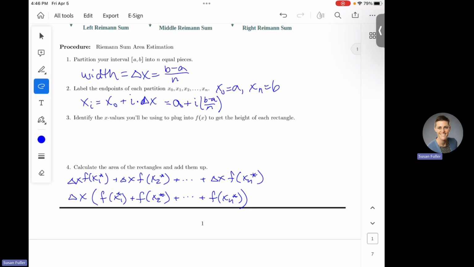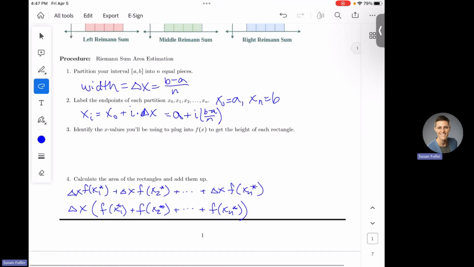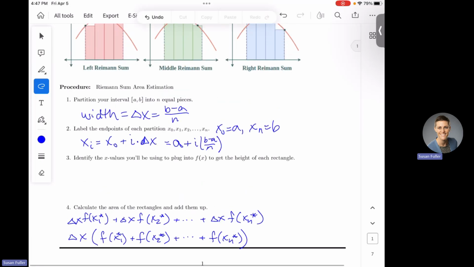So again, just want to reiterate some things. With Riemann sums, what we're doing is chopping our area up into these vertical bars, and we're cutting them up into equal pieces, right? So the width of each of our bars is delta x, and you calculate that with b minus a over n. And then you label your endpoints. The leftmost endpoint is always x sub 0, and then x1, x2, x3, and so on until x sub n is our last one. So x sub 0 is always a, and x sub n is always our b value.